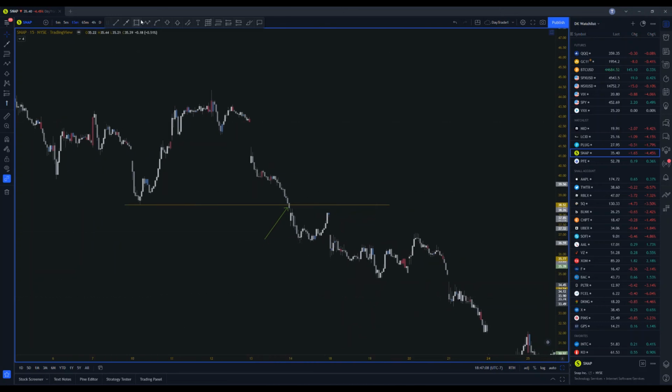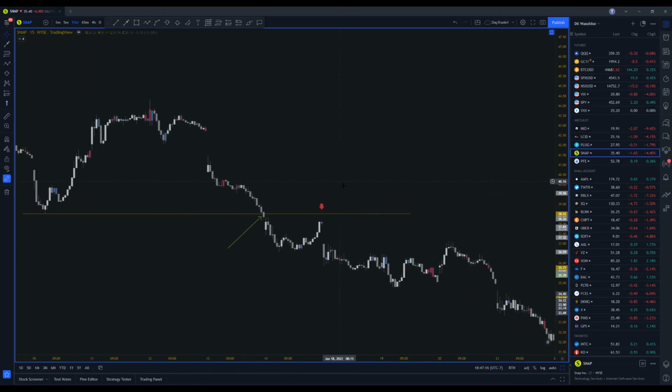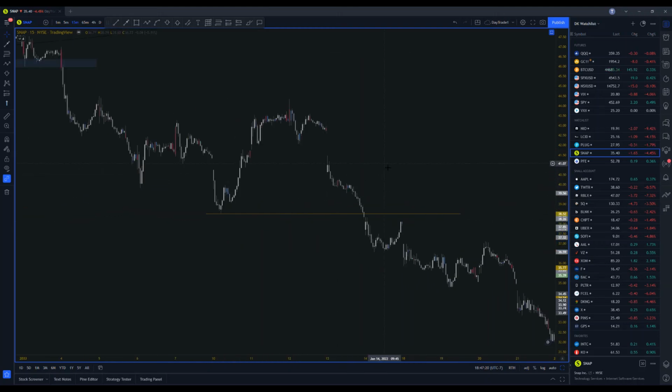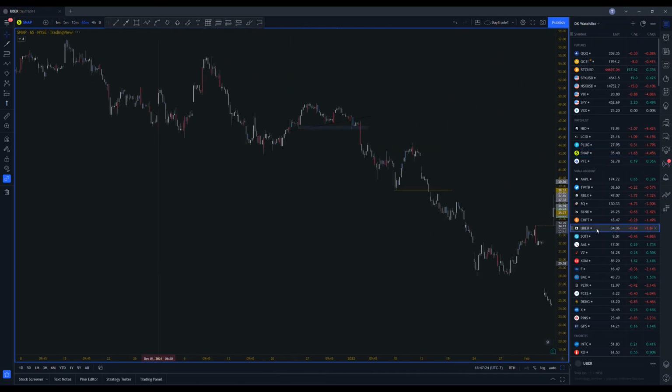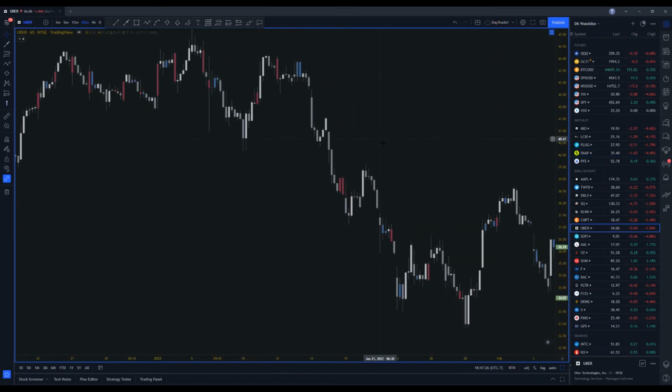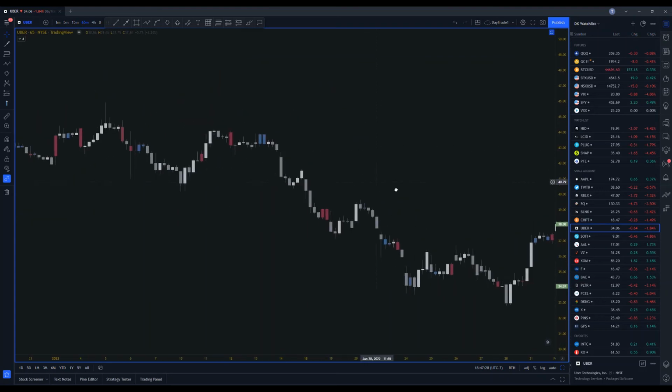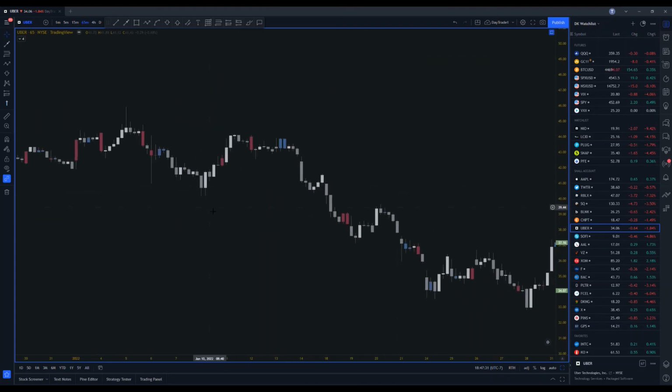Now this is just a quick breakdown of this breakout and retest, or breakdown and retest method. There's a little bit more that goes to it, but this is the basic concept of it. Let's go ahead and find another one. Let's do Uber. Uber's another good one here. Now, all of these breakout and retest methods do require some sort of patience. So right here, let's take another one on Uber.